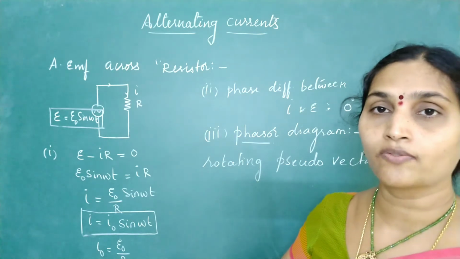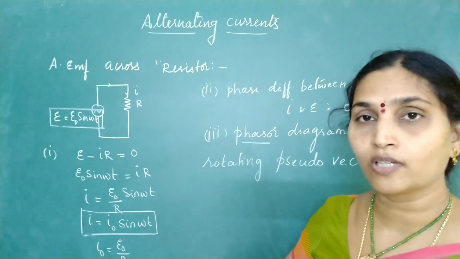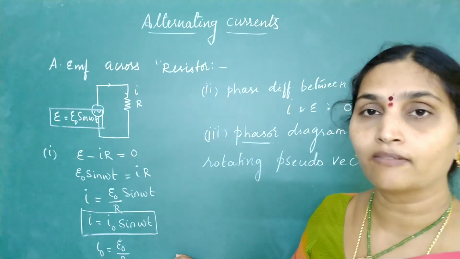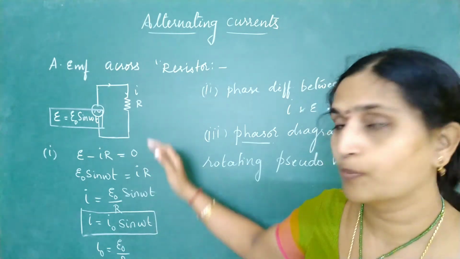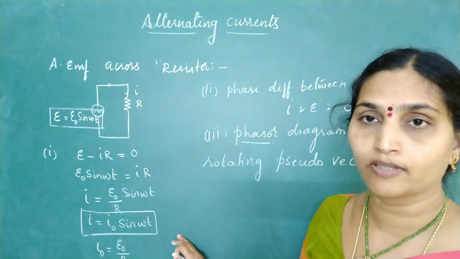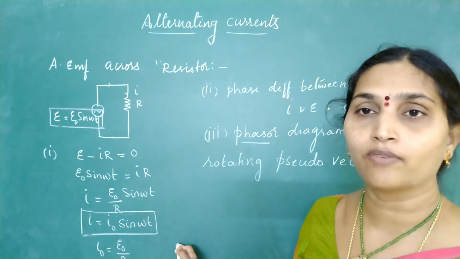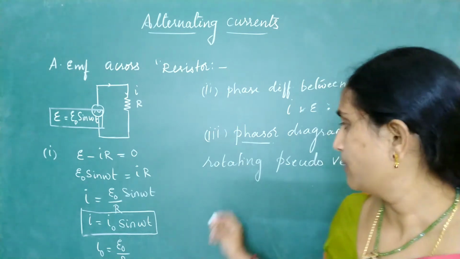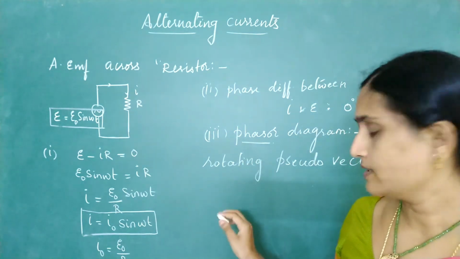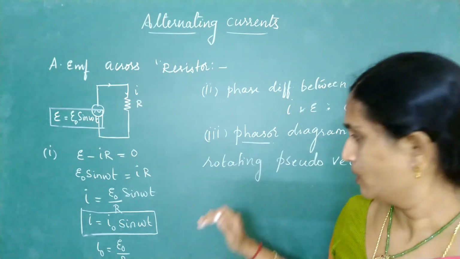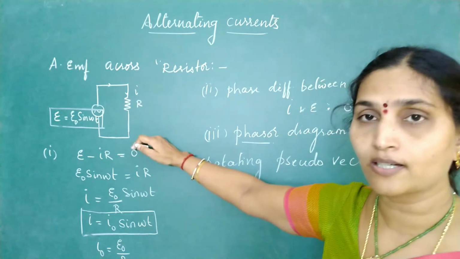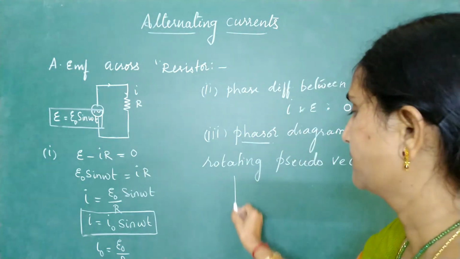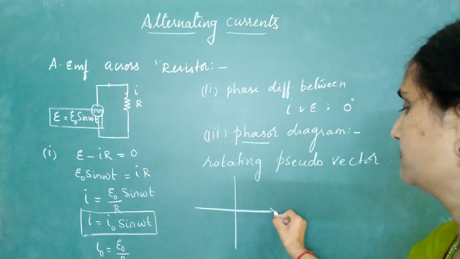At any instant of time, if you want to know the EMF and current, you can find out from the phasor diagram. Not only that, you can even evaluate the power dissipated across the resistor. We know the product of EMF and current gives the power. So you can find out power, EMF, and current at any instant of time by making use of the phasor. Let us see how to represent this phasor diagram. First I will show you the phasor diagram for a resistor. Observe the diagram carefully. So represent a coordinate axis.